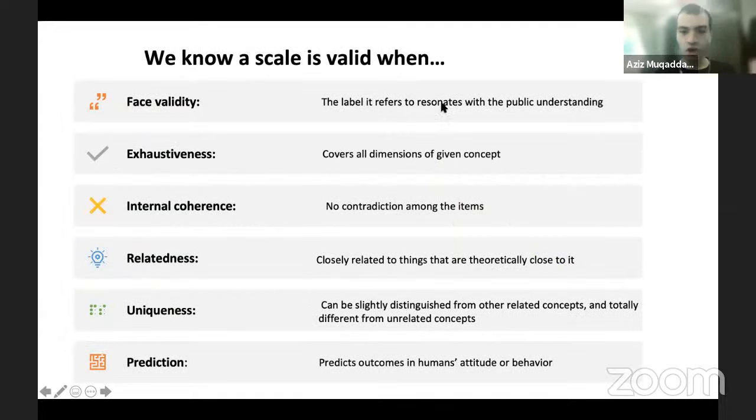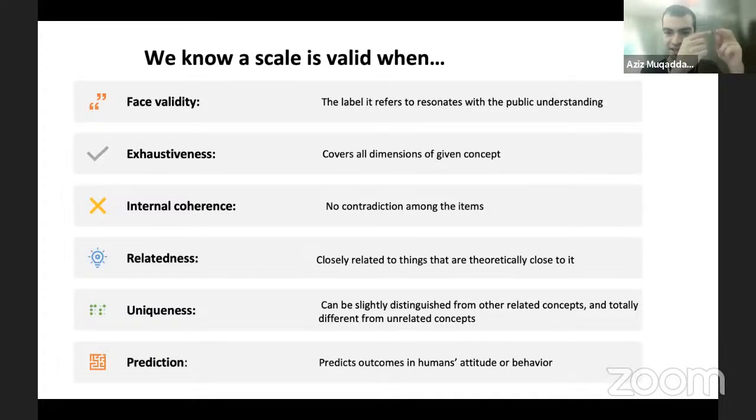So basically, you know how to differentiate between a real scientific scale and a BuzzFeed scale. Okay, a BuzzFeed quiz and a true social science based scale or quiz or questionnaire. There are 6 criteria that I'm going to go over one by one. It's called face validity, exhaustiveness, internal coherence, relatedness, uniqueness, and prediction.